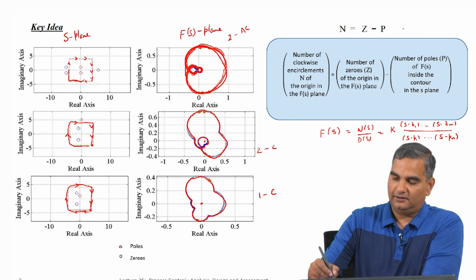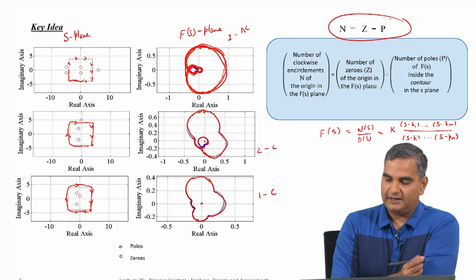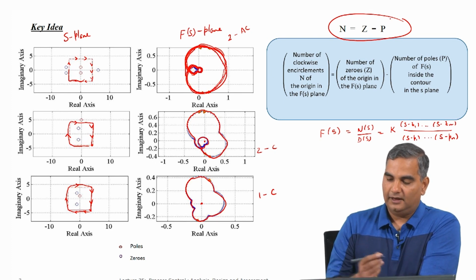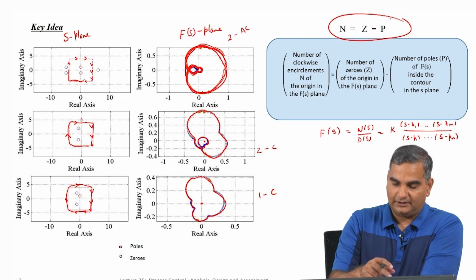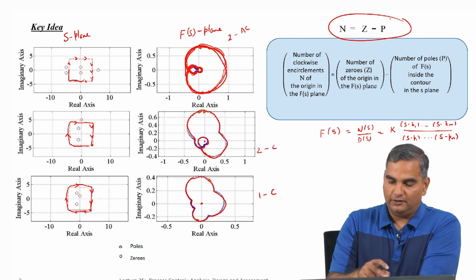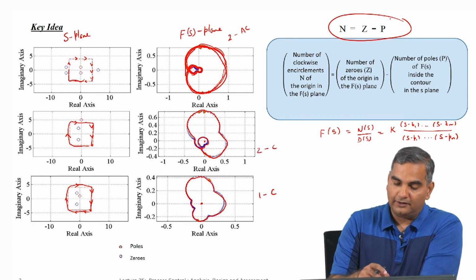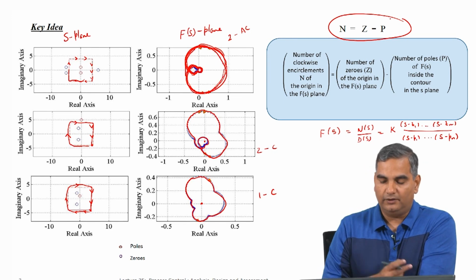So, this is the simple mathematical statement N equals Z minus P. Okay. So, let us expand on each of this. N is the number of clockwise encirclements of the origin in the F of s plane. So, that is what we actually find ultimately. In this case N is minus 2, because I have 2 encirclements in anti-clockwise direction. So, whenever it is an anti-clockwise encirclement, we use a minus.